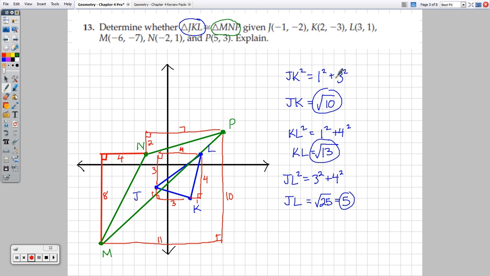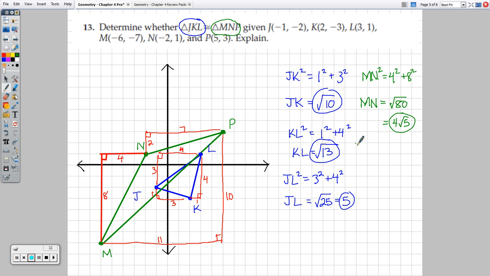And then on the green triangle, you have MN. You square MN, you have 4 squared plus 8 squared, and that would be 16 plus 64. Yikes. You've got 64 plus 16, so that's the square root of 80 after you take the square root of both sides. And if you're doing simplified radical form, this would be 16 times 5. You could pull out a 4. So 4 radical 5 would be simplified radical form.